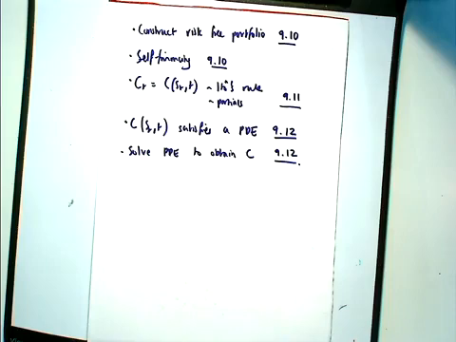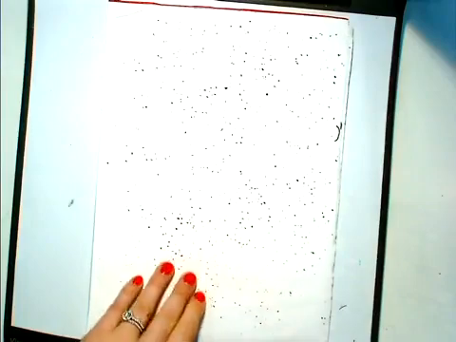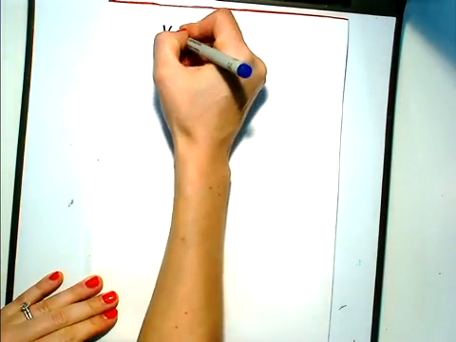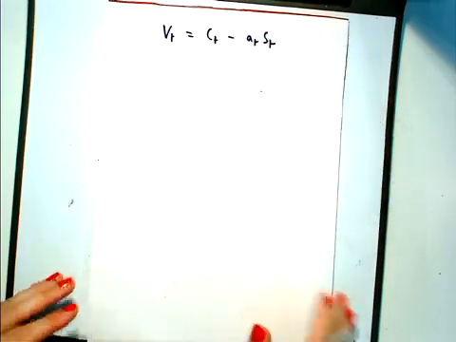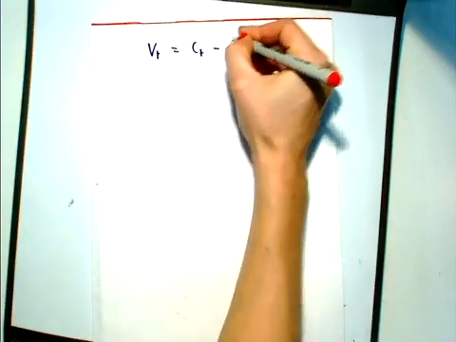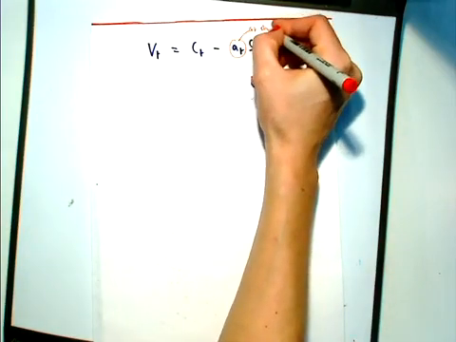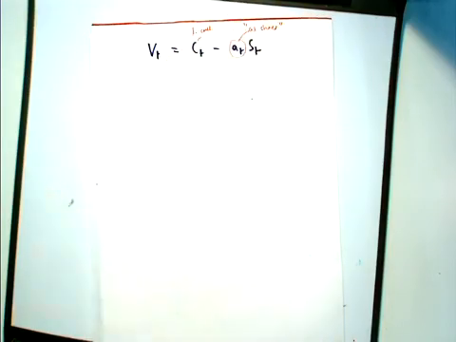So the portfolio value, V_t, is going to be whatever the call is, minus delta times shares. So we've got value is call minus a number of shares. Okay, so we've got delta shares. And then we've got one call option at the moment.